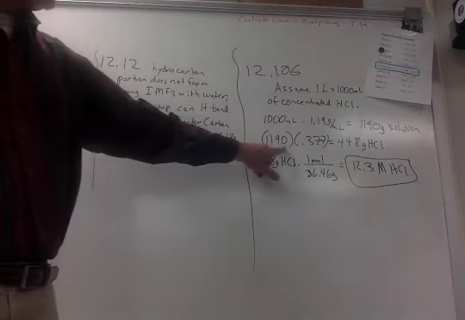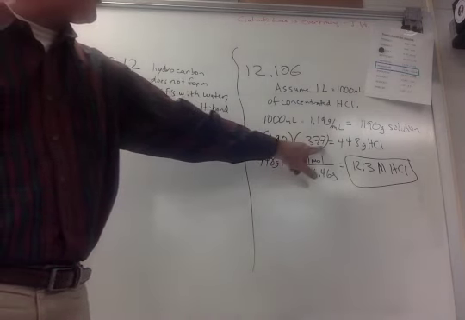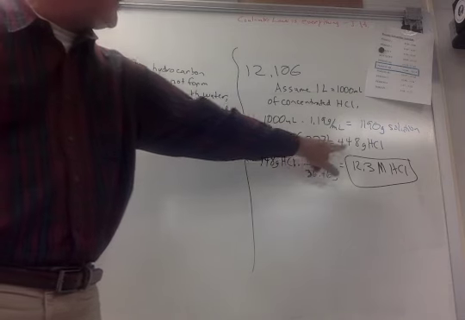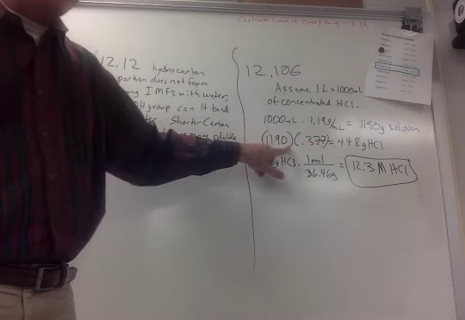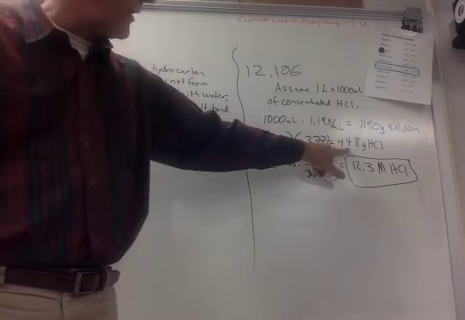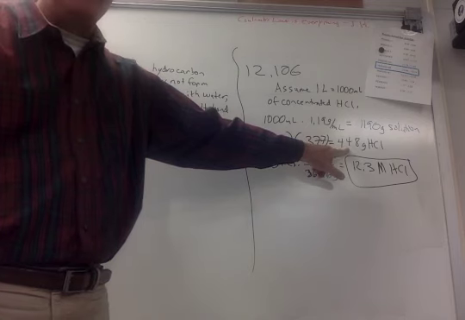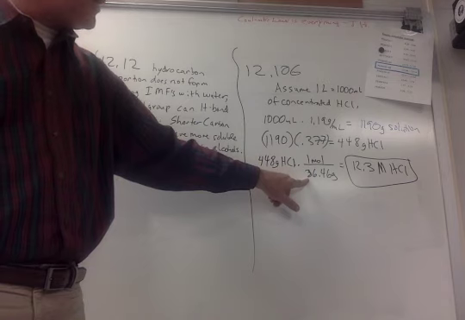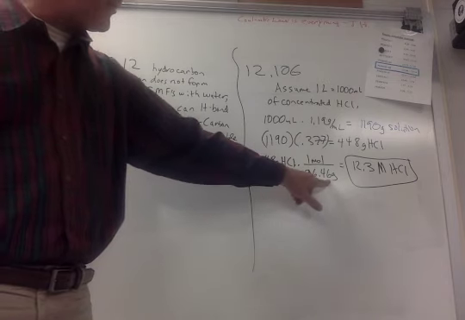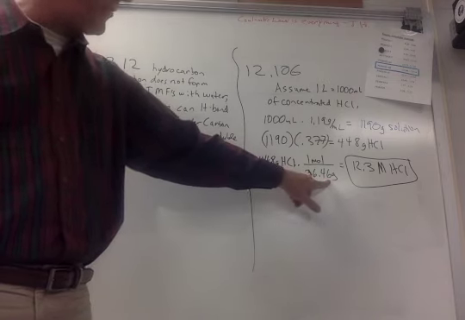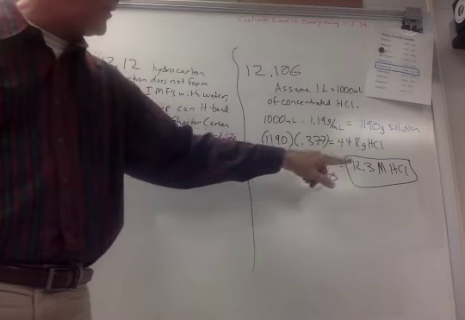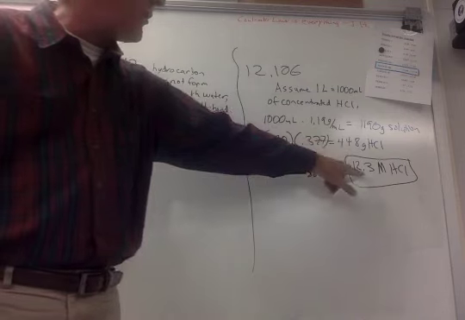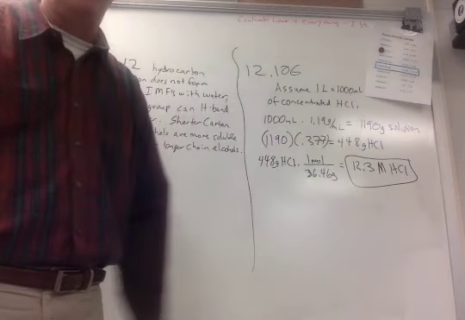Of that 1,190 grams of solution, 37.7% or 0.377 is HCl. So in other words, in the 1,190 grams of solution, 448 grams are HCl. I change 448 grams of HCl to moles, dividing by 36.46 grams per mole, and I get 12.3 moles. And remember, it's per liter, so this is 12.3 moles per liter, or 12.3 molar.